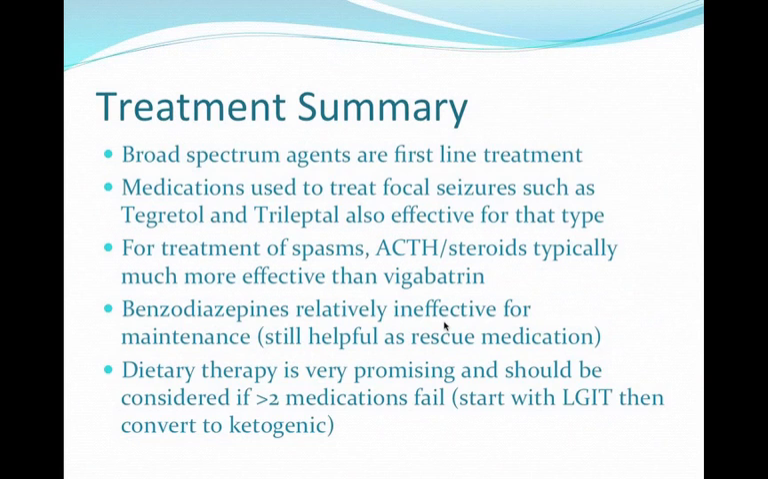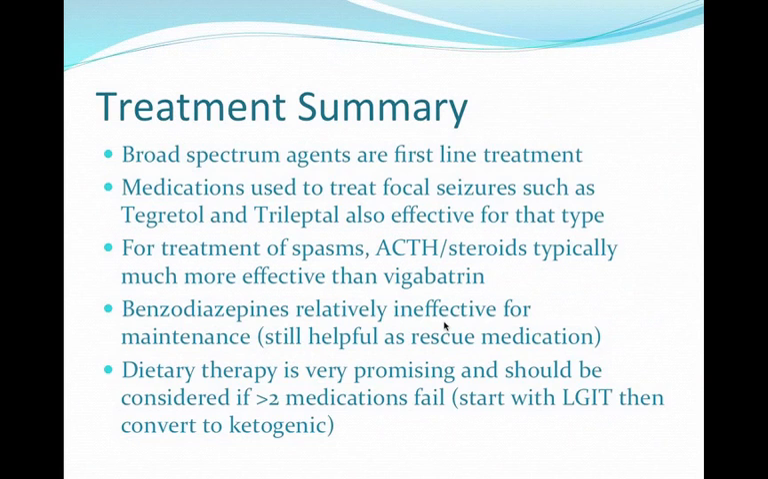So Ativan, Klonopin, Valium, we try to stay away from those on a daily basis and just use them for emergencies. They still work really well for stopping a seizure emergently, but having kids on everyday Klonopin, everyday Valium, we try to avoid that if we can. And then dietary therapy is very promising.